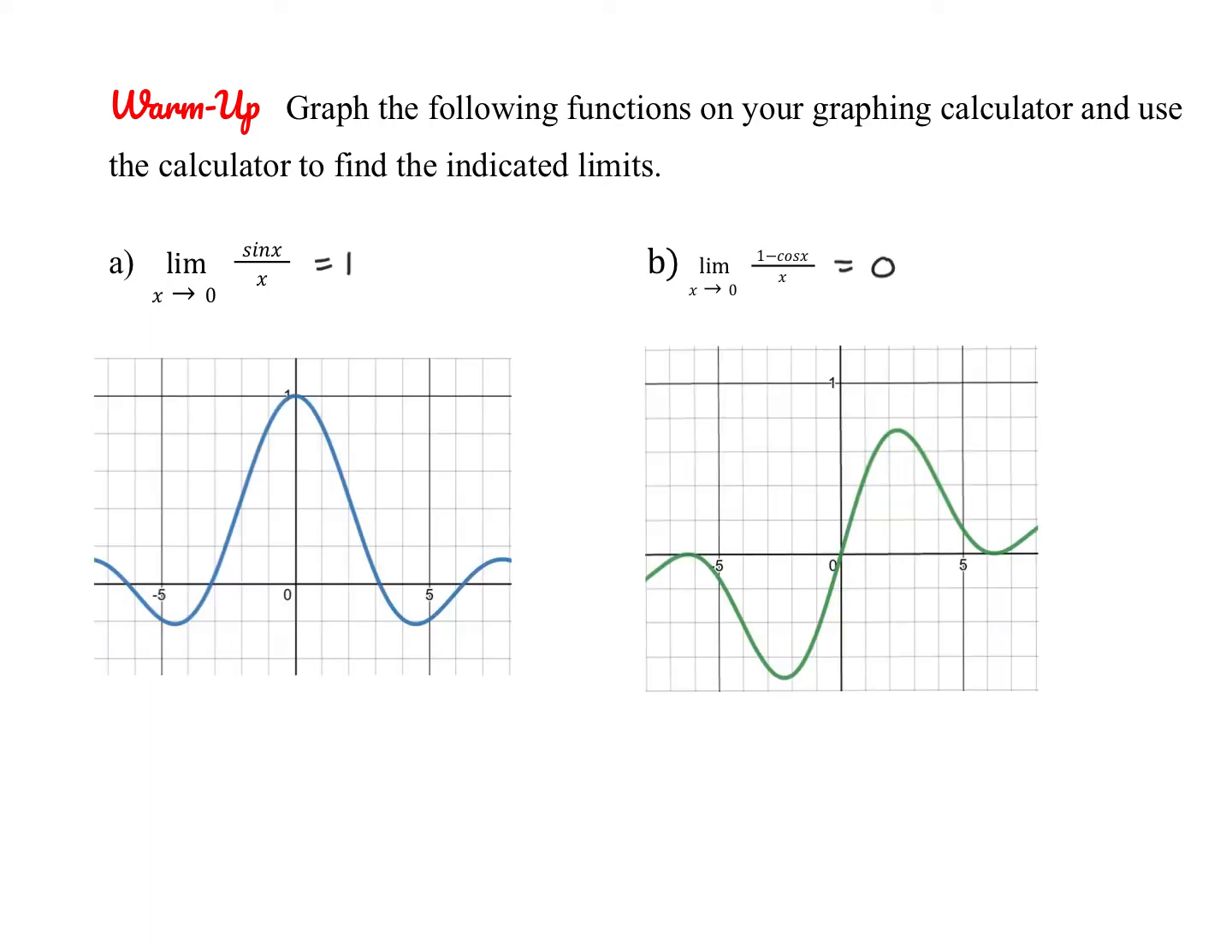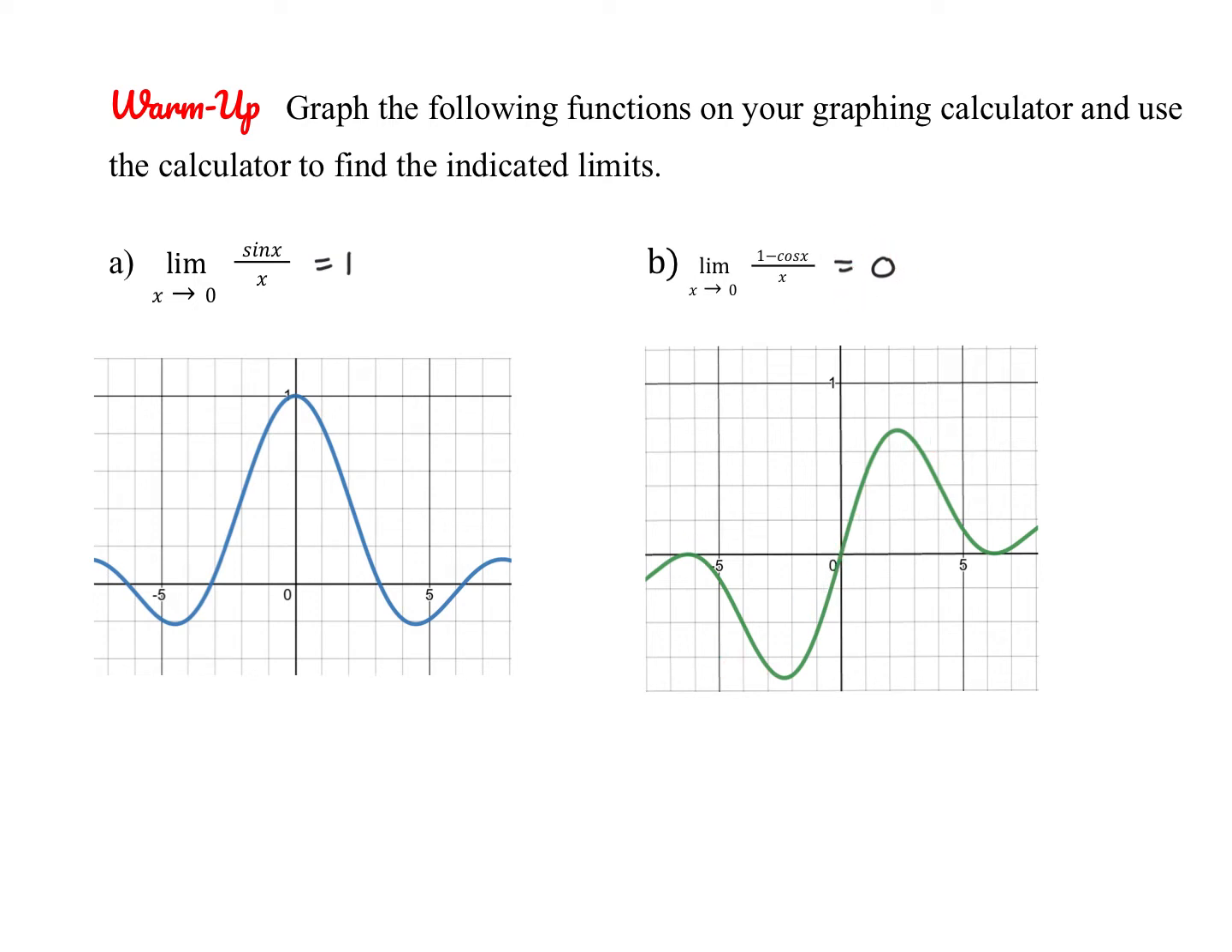Alright, go ahead and check your work here. So here you can see a graph of sine of x over x. It is undefined when x equals 0, but you can see that it is clearly approaching 1 from the left and the right, so that's our limit. And for 1 minus cosine of x over x, it is clearly approaching 0 from left and right, so that will be our limit.